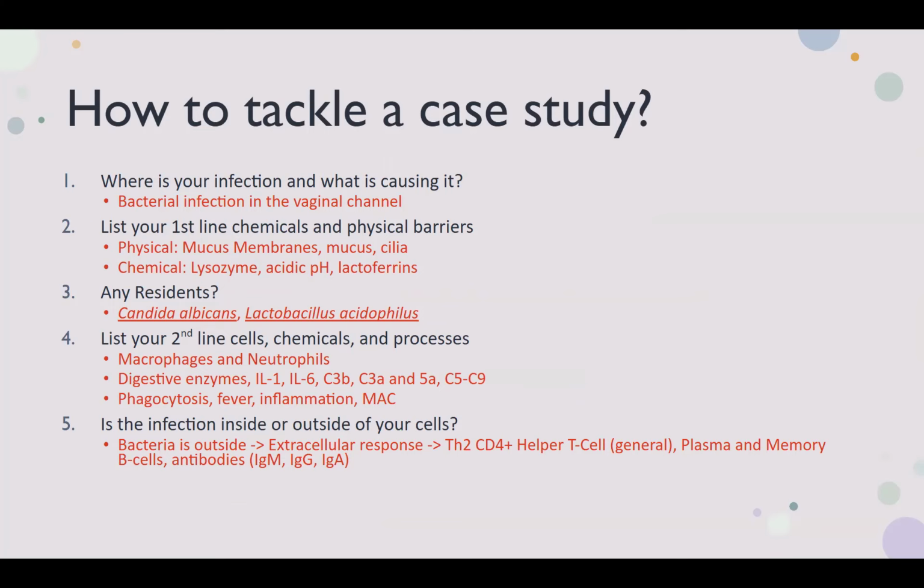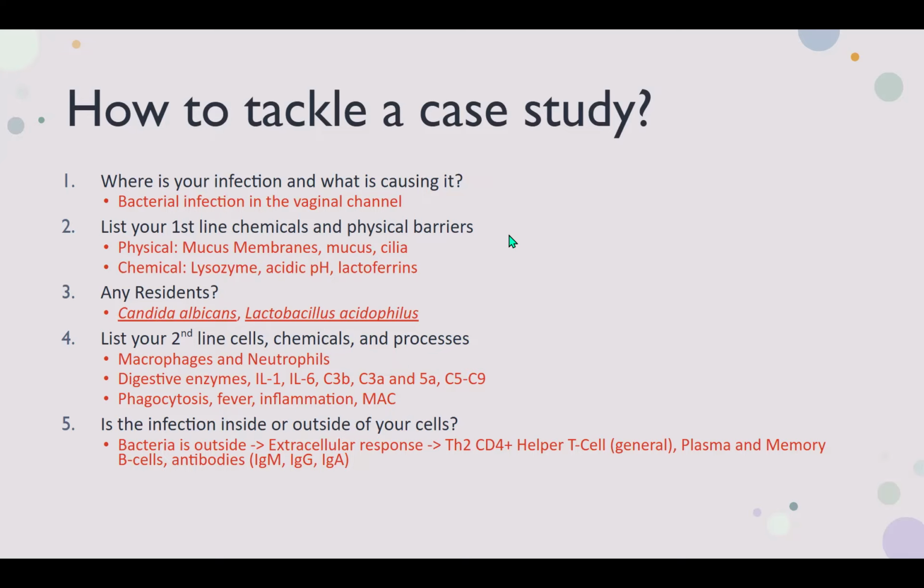And then for the next part of the question, list what second line cells, chemicals, and processes are involved for this specific infection. So, like I mentioned, every infection that occurs will always have macrophages and neutrophils. Macrophages and neutrophils release digestive enzymes, and then macrophages also release interleukin 1, interleukin 6, and then the complements C3b, C3a, and C5a, and then C5 through C9. And then the processes involved for all those chemicals are phagocytosis, fever, inflammation, and the MAC attack.